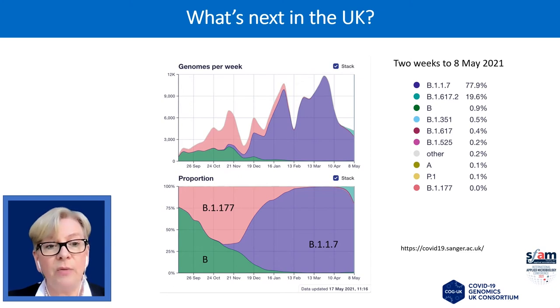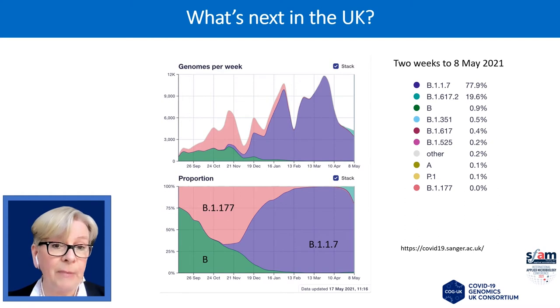And the colours show that the green is a B lineage, pink is a lineage that was introduced from Europe some while ago, B1177, which became very uncommon by February. And then you see the B117 variant, which actually became completely dominant in the country through December into January and through to May.